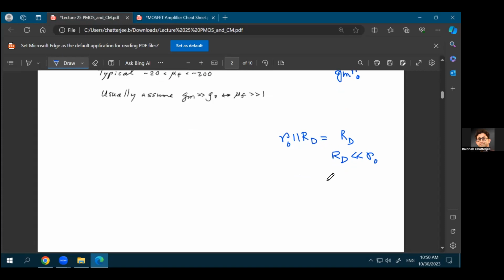But in the scenario when your RD is much larger than RO, let's say you have a giga ohm resistance and that's something you're connecting at the drain side, then that would be larger than your RO. And usually the RO of the transistor is in the range of hundreds of kilo ohms. So in that case, your RO in parallel with RD will be RO.